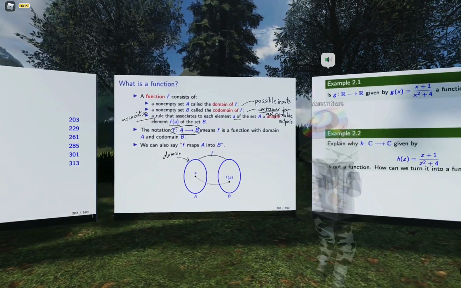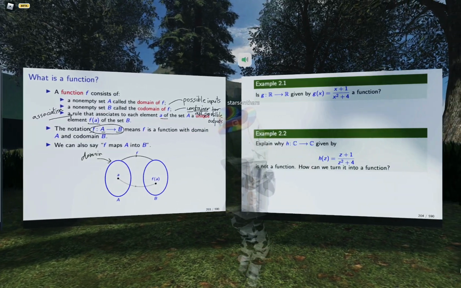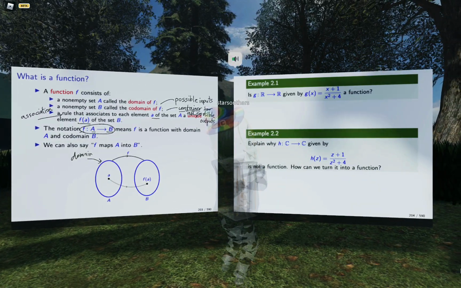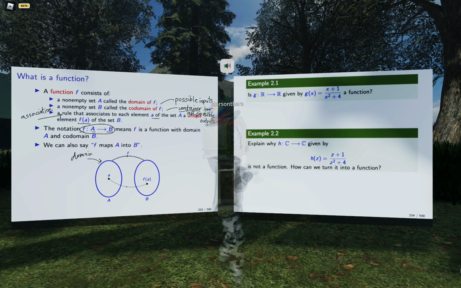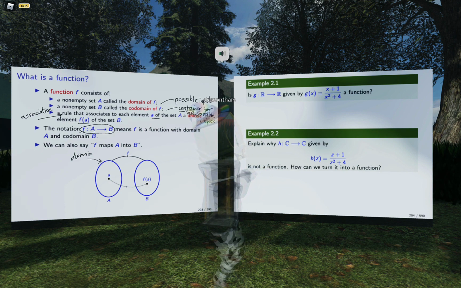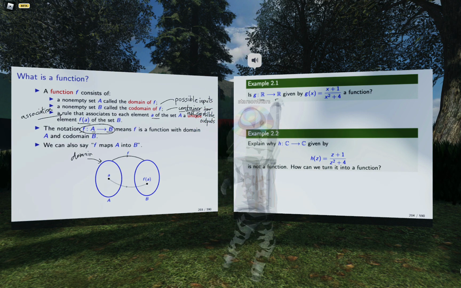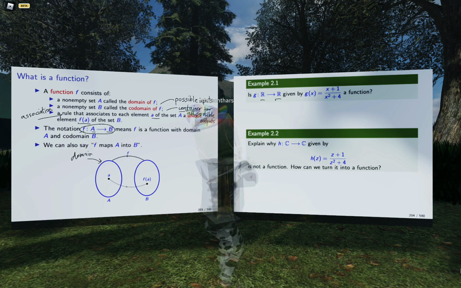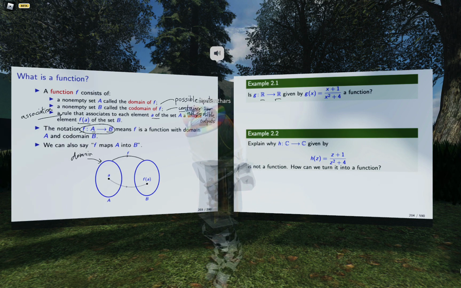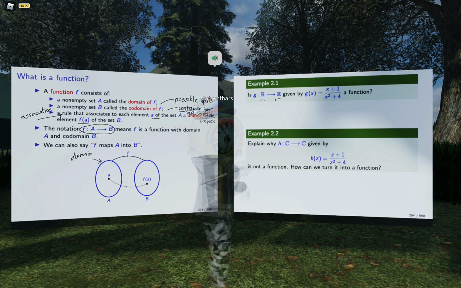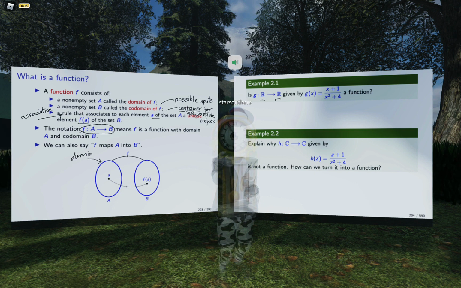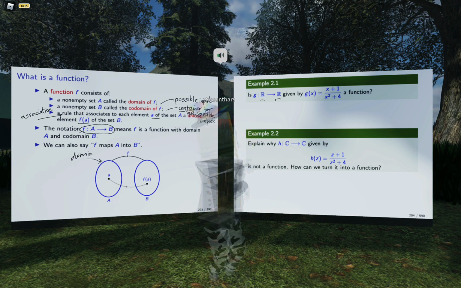Is g from R to R, given by that formula, a function? What you can see over there, that expression with x plus 1 in the numerator and x squared plus 4 in the denominator, that's the rule. Here we see specified a domain and a codomain. And the question is, do those three pieces of data, the domain, the codomain, and the rule, together constitute a function?